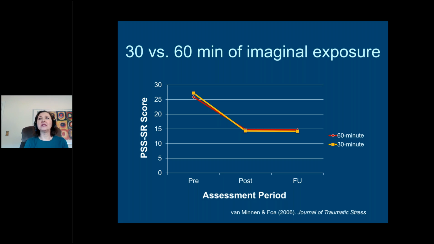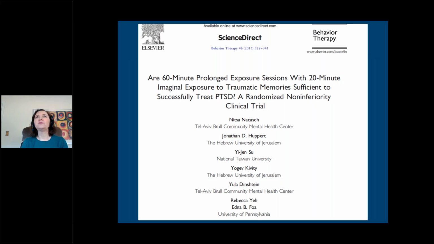And what you can see is it didn't make a difference. So everybody got 10 sessions. It's just how long each session was. And if you reduced the session by 30 minutes, you still got the same kind of outcome. So this was the first study that was actually published looking at this dose question. That study was basically replicated but with a randomized design and published in 2015.